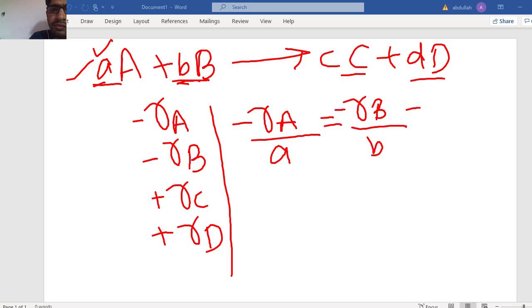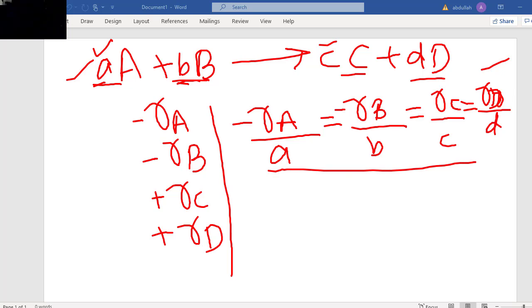Similarly, the rate of disappearance of A divided by a will be equal to the rate of disappearance of B divided by the stoichiometric coefficient b, and it will be equal to the rate of appearance of C divided by the stoichiometric coefficient of C, which will be equal to the rate of appearance of D divided by the stoichiometric coefficient d of product D. So this is the relative rate of A to B, C and D.